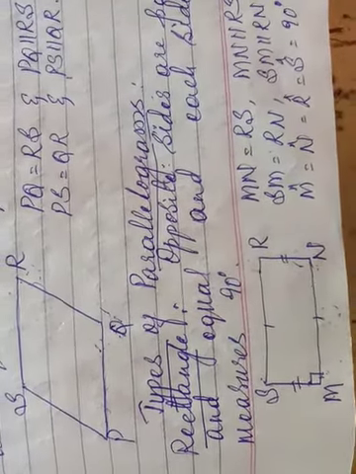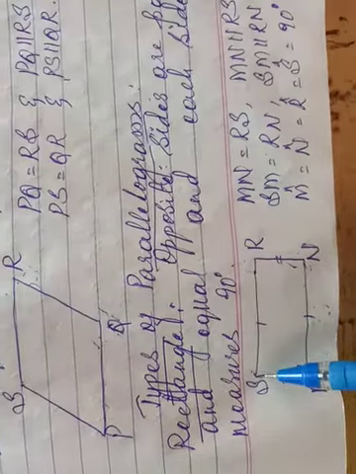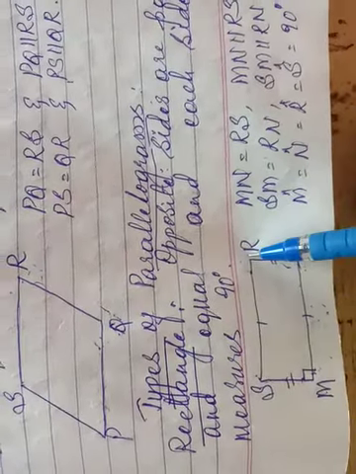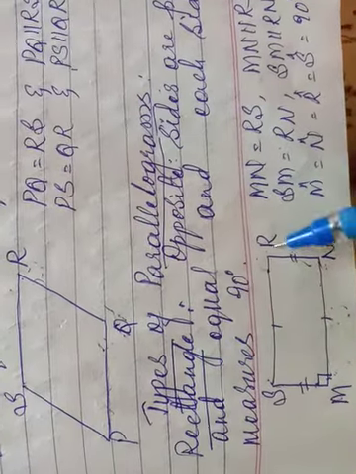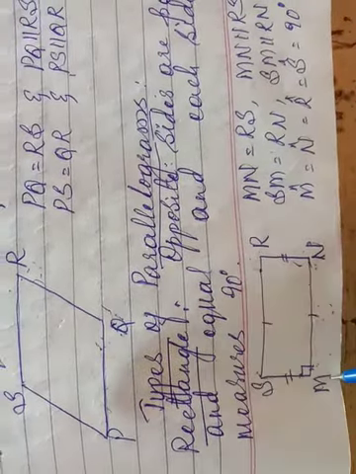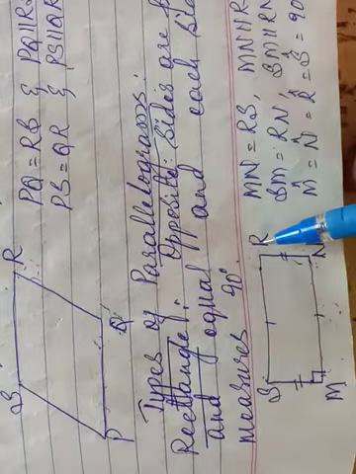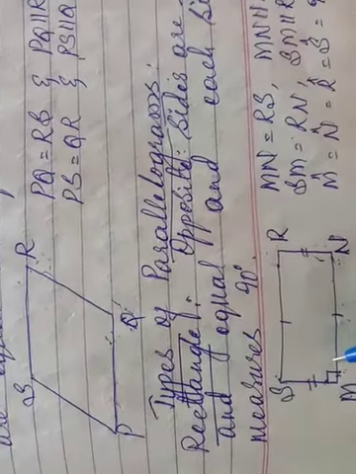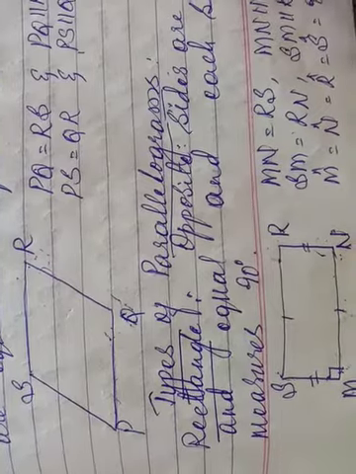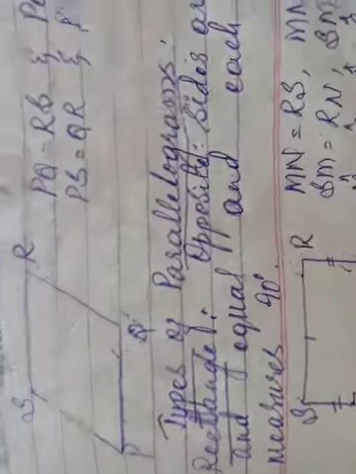Okay. Now, MN is equal to RS, MN parallel to RS. Then SM is equal to RN, SM parallel to RN. Angle M is equal to angle N is equal to angle R is equal to angle S is equal to how much? Exactly 90 degrees. Okay children, so this is a rectangle.